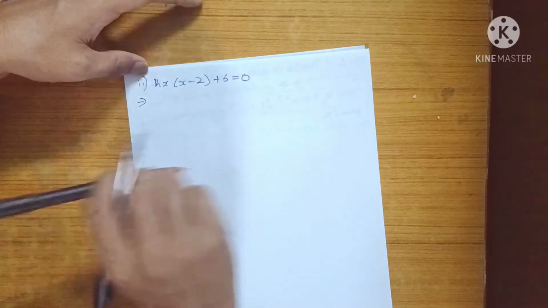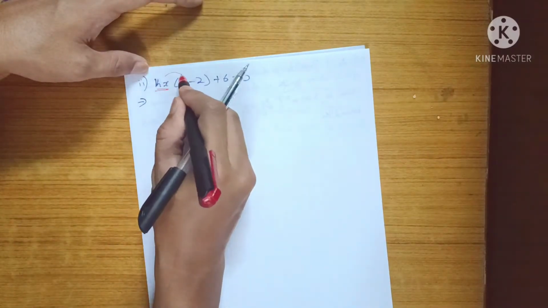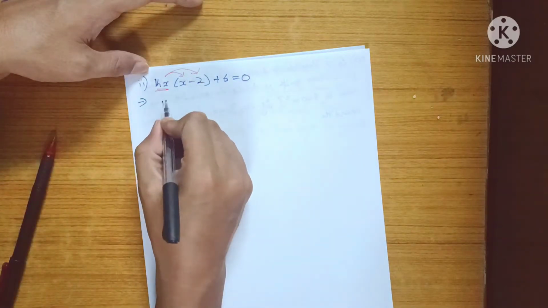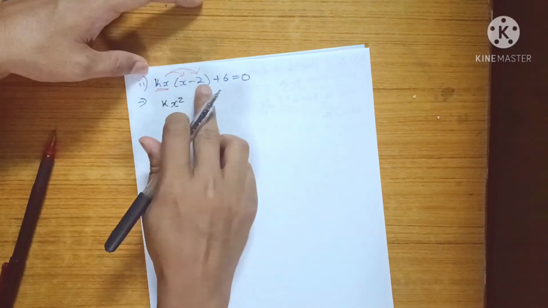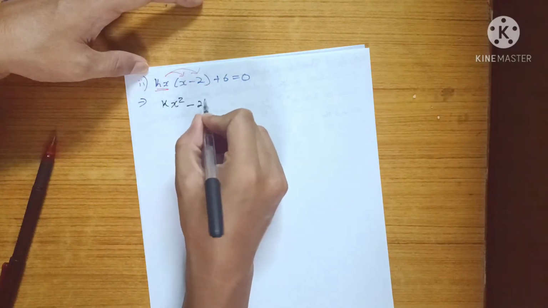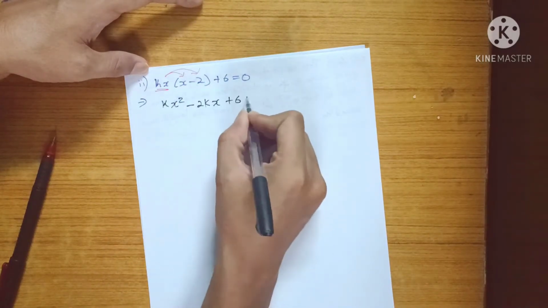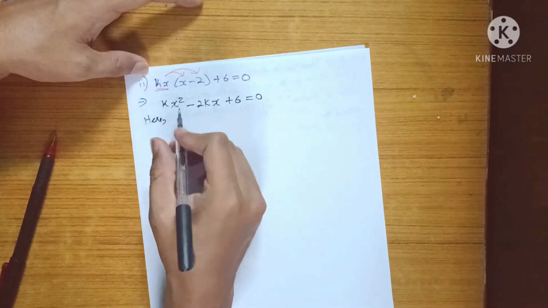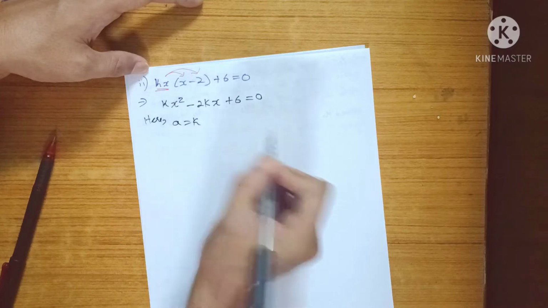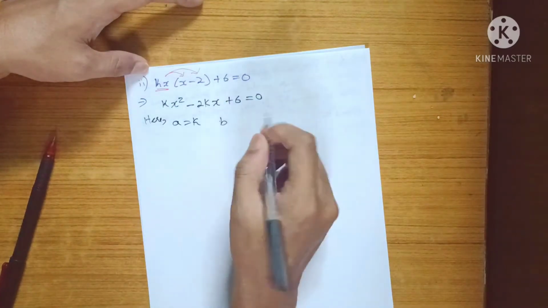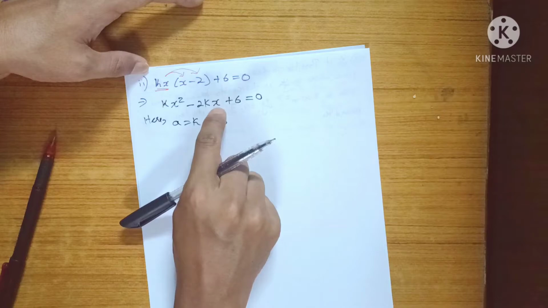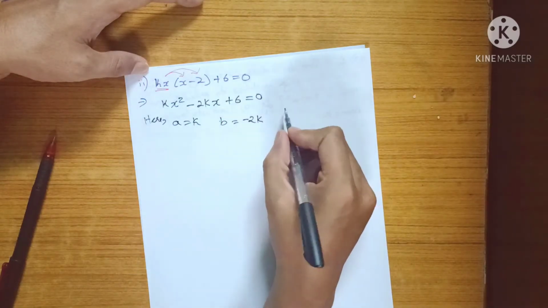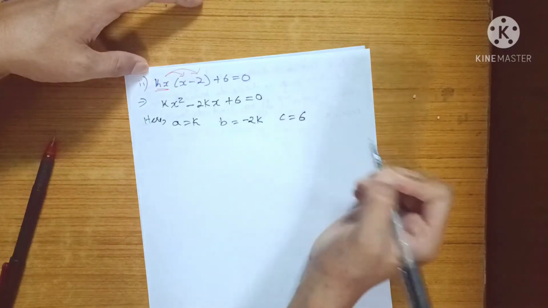So kx will multiply this, and it will multiply this also turn by turn. So kx square, and then if I multiply this, it will become minus 2kx plus 6 equal to 0. Here, whatever is attached to x square is a. So in this case, a is k. Whatever is attached to x is b, along with the sign and everything. So b is minus 2k, and then the constant is 6, right?